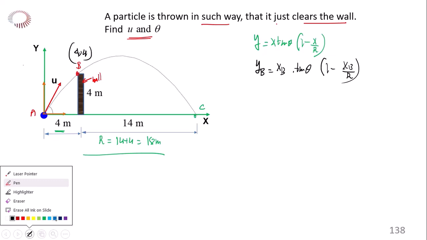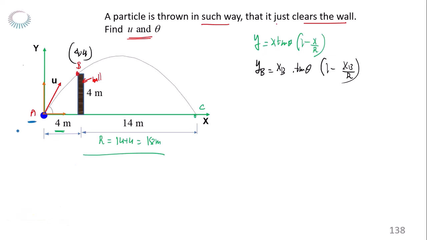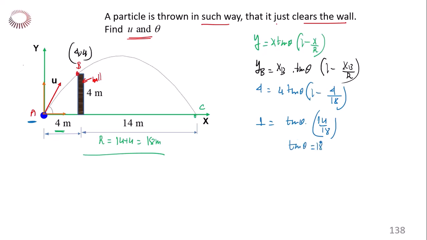Okay, so 4, 4 is the point B coordinate. Why? Because I am saying the origin is at point A. So putting 4, 4, this is 4 equals 4 tan theta into 1 minus 4 by 18. So 1 should be equal to tan theta into 14 by 18. That means tan theta becomes 18 by 14. That means 9 by 7.